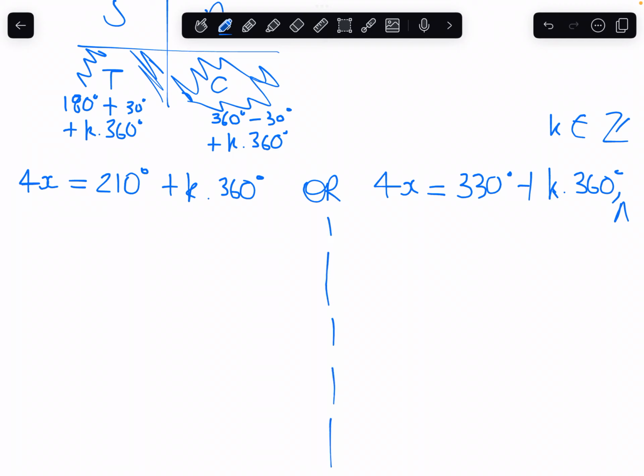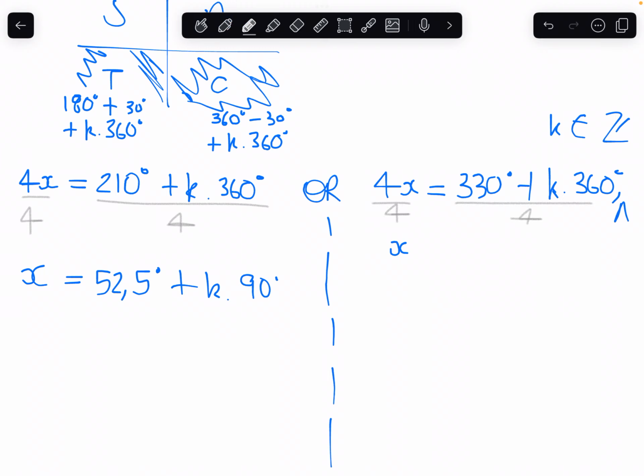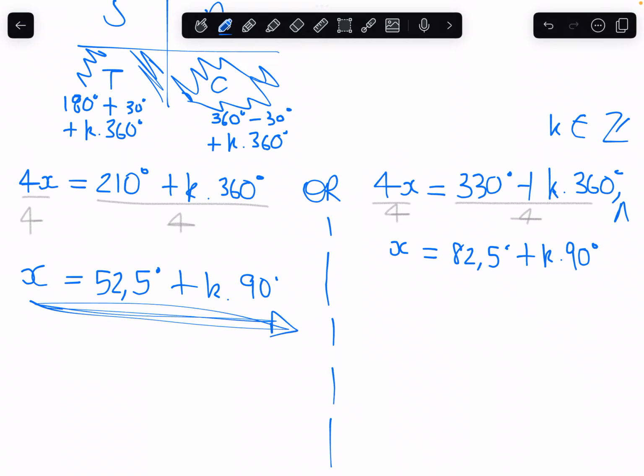Okay, right, so let's first deal with this side. So in order to just get x, we're going to divide both sides by 4. So that'll be x is equal to, I think that is 52.5 degrees plus k 90. Okay, so remember to divide that as well. Or, again, divide both sides by 4. So that'll be x is equal to 330 divided by 4 is 82.5 plus k 90. Okay, and those would be your two possibilities.